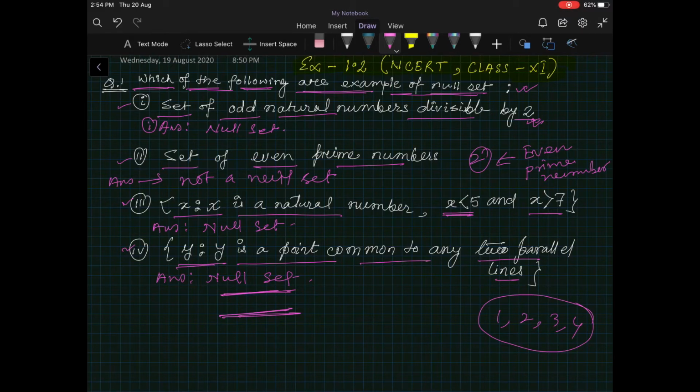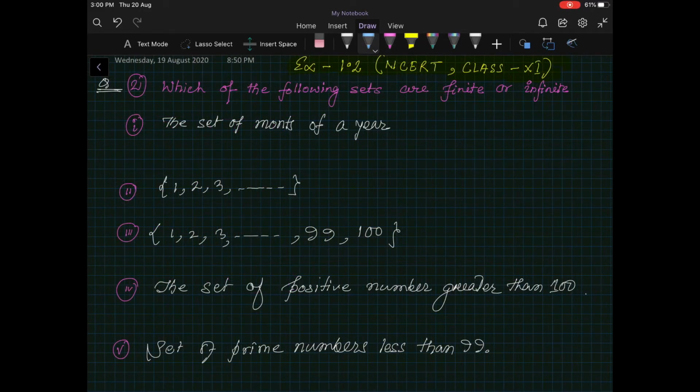So let's check what is there in question number 2. Which of the following sets are finite or infinite? The first set is the set of months.